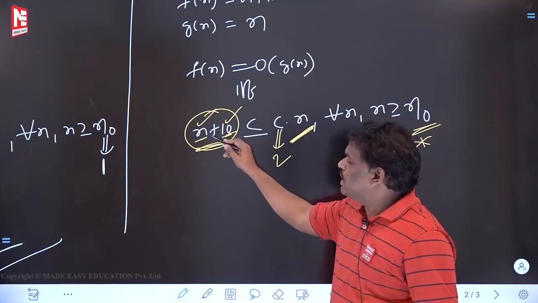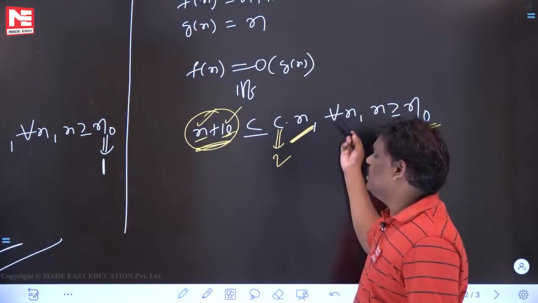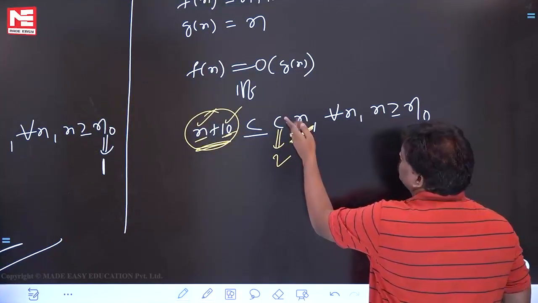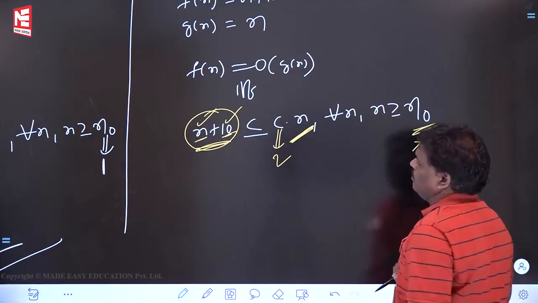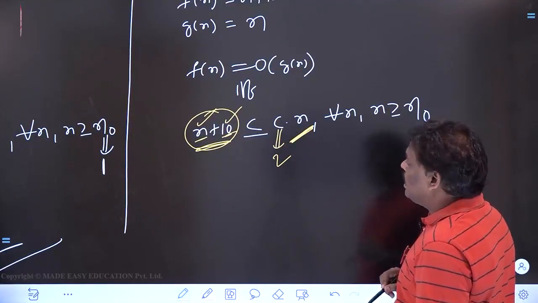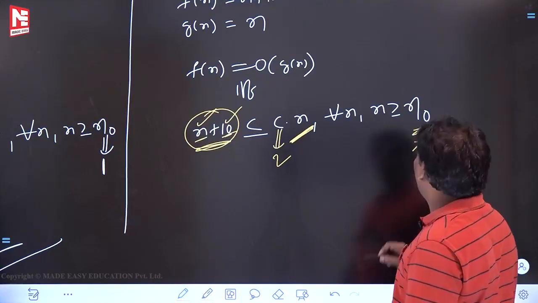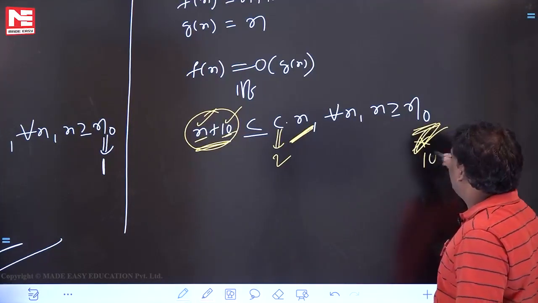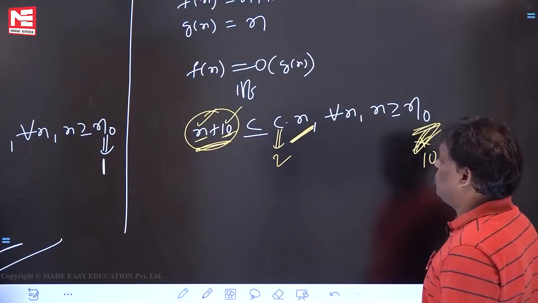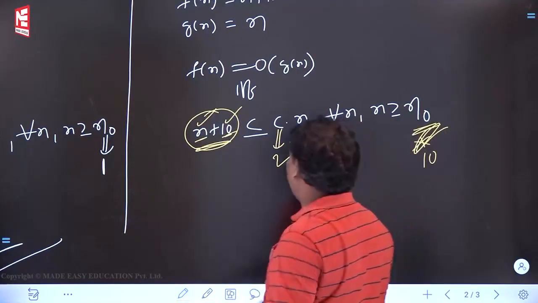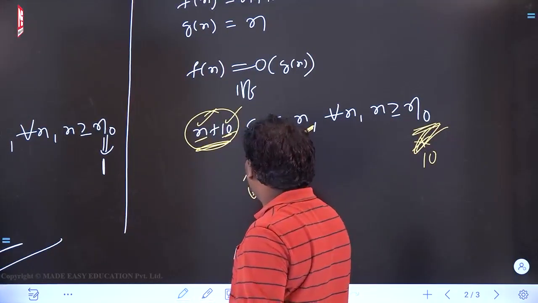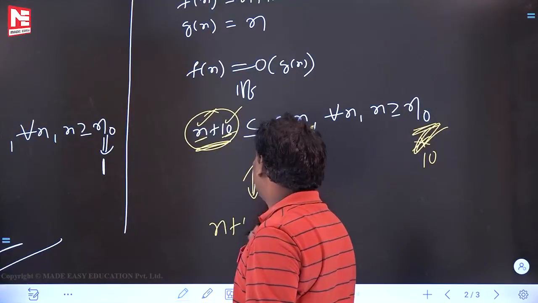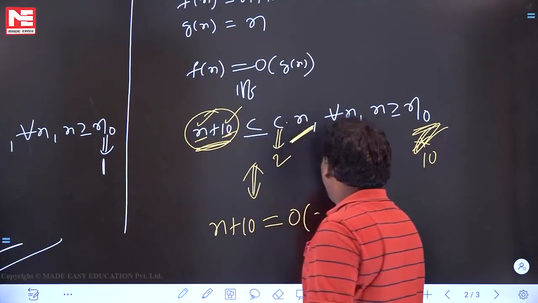N value 10, what is the answer? It will become 20. This is also 20. I think from 10 onwards, the right will be greater or equal. So what is the N0? 10. From 10 onwards, you can say the right will be greater or equal, because you are able to complete the definition successfully. What can I say finally? I can say this: N plus 10 is big O of N.